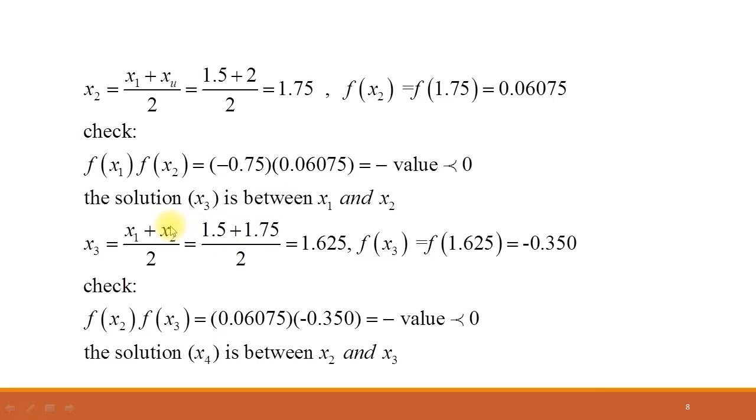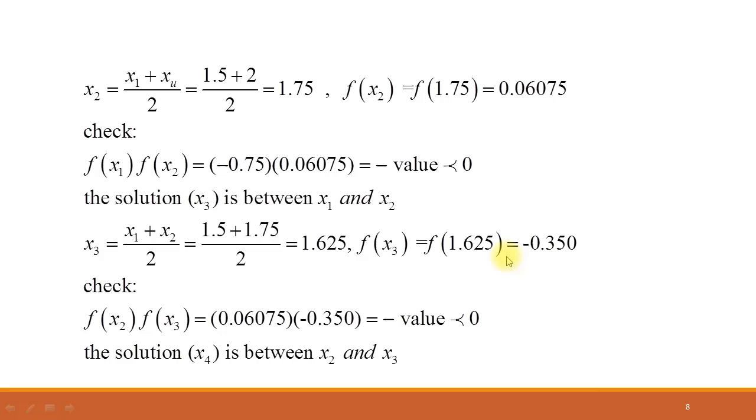So simply adding these two roots, x1 plus x2 divided by 2, we obtain the x3 root. x1 is 1.5 and x2 is 1.75, divided by 2, which is equal to 1.625. And now to find the fourth root, check the sign of the function at this x3. Putting the x3 value 1.625 in the given equation, we obtain minus 0.350.